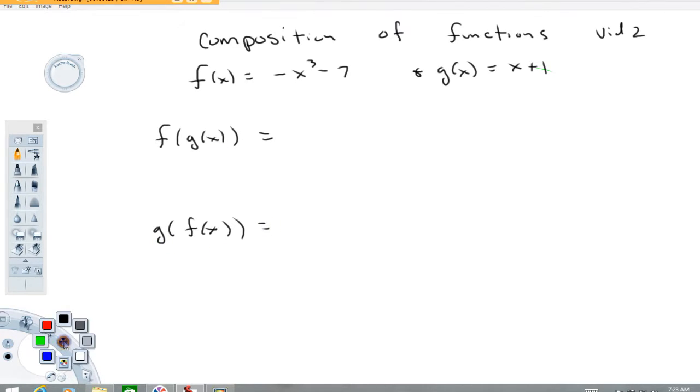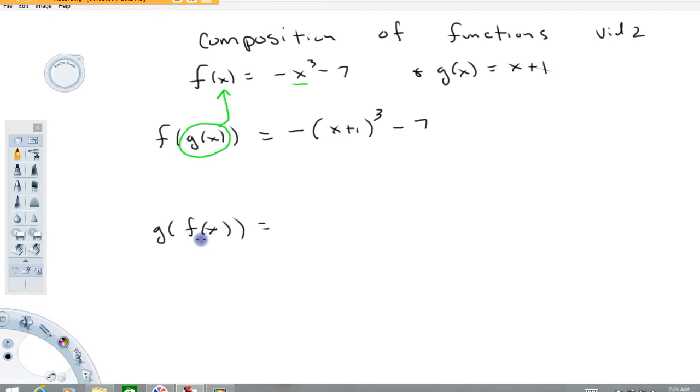Alright, so again, here's the important part. F of g of x means we are going to take g of x and sub it in for x into this function here. So here's g. The idea is that this is going to go into there. Here's what that looks like: minus x plus 1 cubed, when we take this and sub it right there, and then we have this minus 7. And that's done.